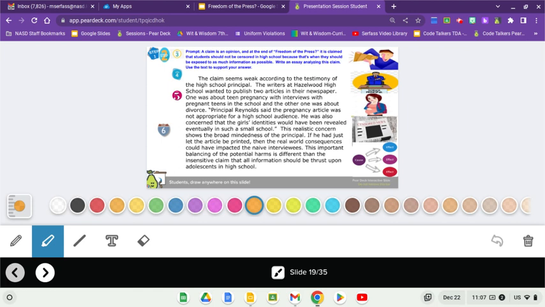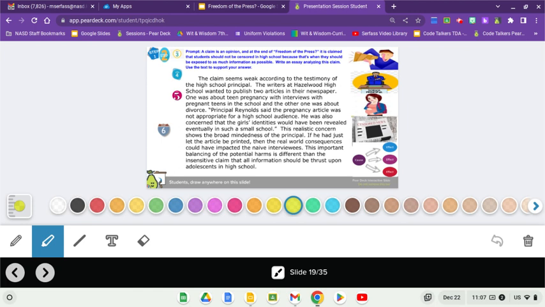So let's go ahead and get into it. Switch your highlighters over to yellow, and I'm going to ask that you follow along with me and make the same annotations that I do. The claim seems weak according to the testimony of the high school principal, right? So they're asking you to analyze this claim. The analysis is it's a weak claim.